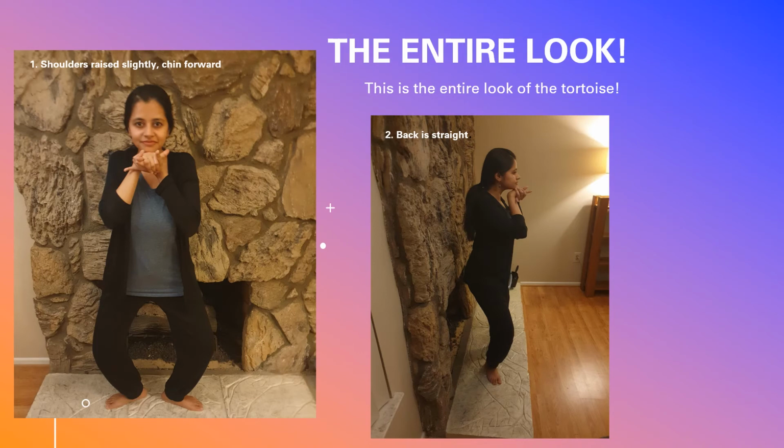And this is the entire look of your tortoise. You see, I have put up a photograph of me doing the kurma from the front, and this one is from the sideways. You can see that my back is straight, my knees are bent, my shoulders are a little raised, and my chin is forward. You can see the chin is forward from the image 2 over here.